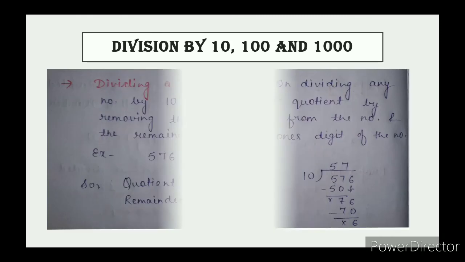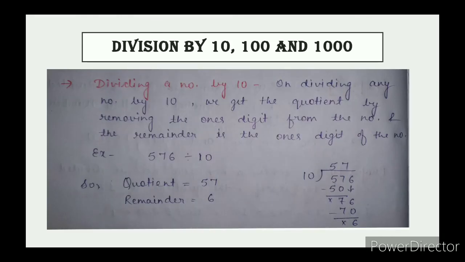Division by 10, 100 and 1000. First, dividing a number by 10. On dividing any number by 10, we get the quotient by removing the ones digit from the number, and the remainder is the same ones digit of the number. For example, 576 divided by 10. After dividing you will get 57 as quotient and 6 as the remainder. Meaning the last digit of the number is the remainder and the remaining digits are the quotient.